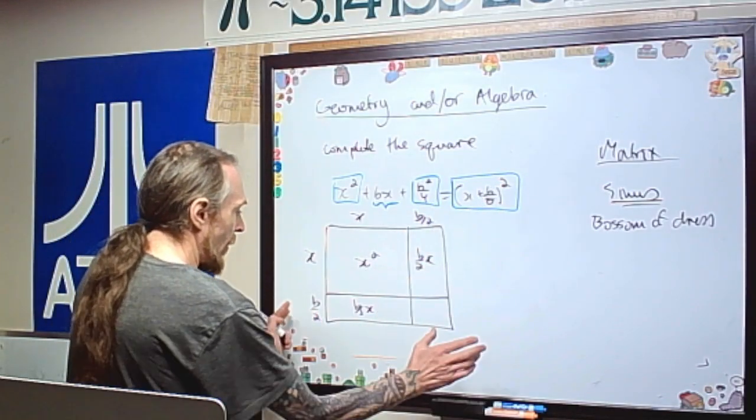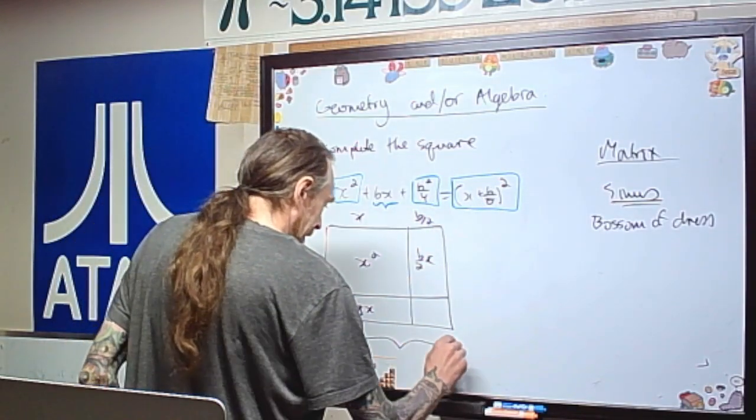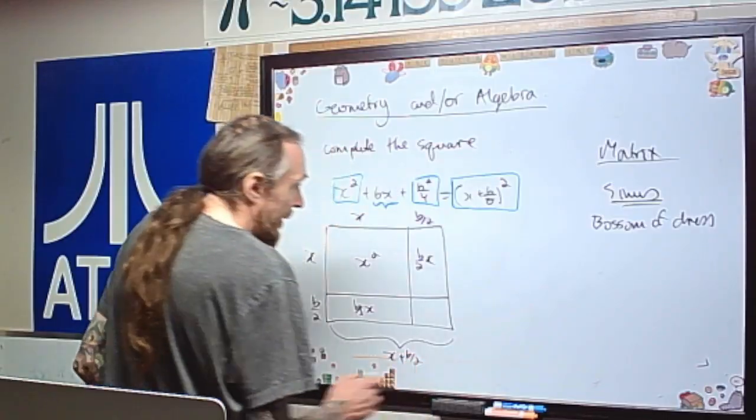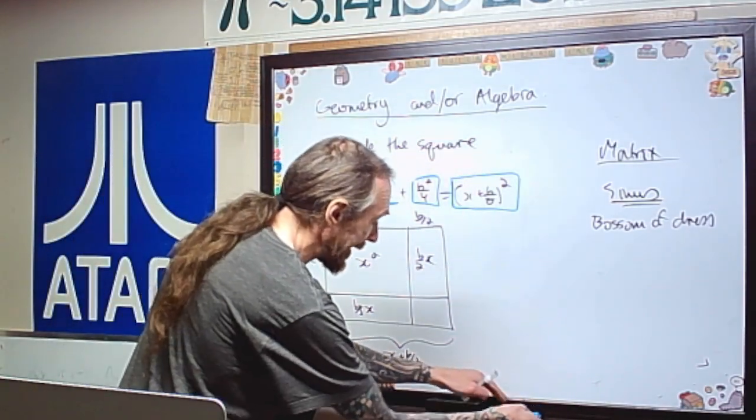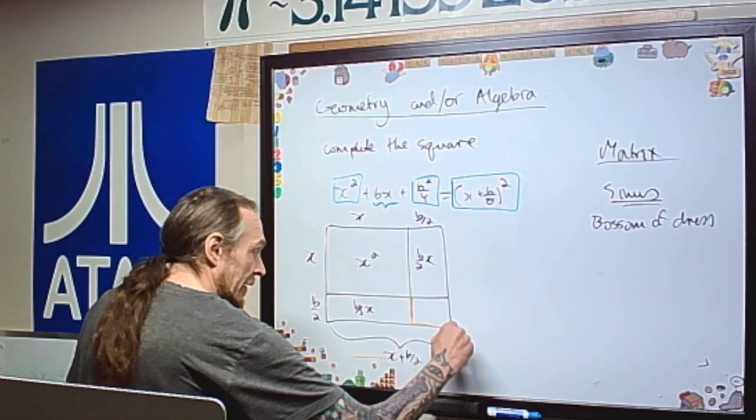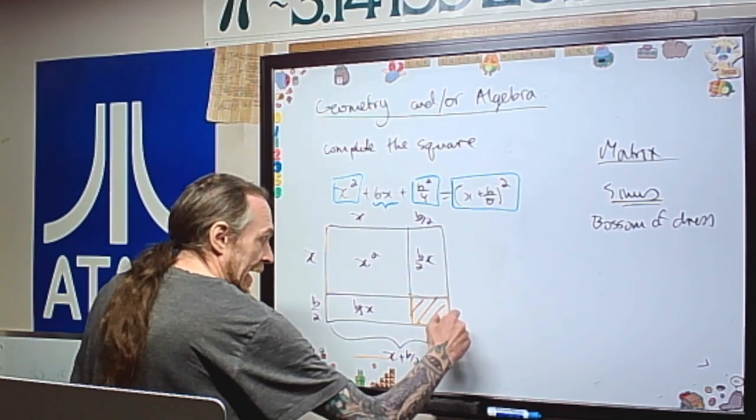And then what's the area of the whole square? Well, this whole side is x plus b over 2. So the area of the whole square is this guy, (x plus b over 2) squared. And what do I need to complete the square? This square, which is going to have area what?